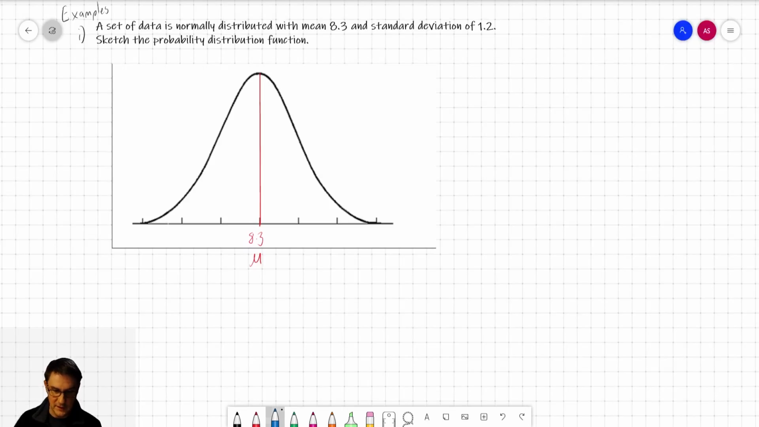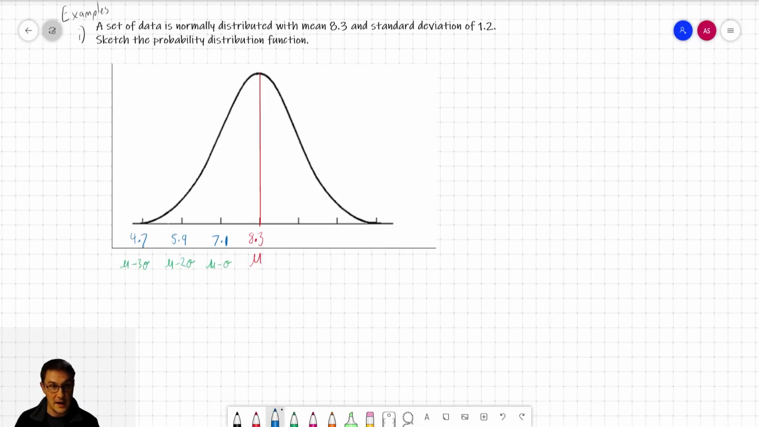Now, we're also told we have a standard deviation of 1.2. In order to work that out, we're just moving to the left and the right of the mean of 8.3 to include these standard deviation values. As we move to the left, we're just going to take 1.2 away. So that means here is going to be 7.1. Take 1.2 away again, which gives us 5.9. And taking away 1.2 again gives us 4.7. In each case, we've got the mean take away 1 standard deviation, the mean take away 2 standard deviations, and the mean take away 3 standard deviations.